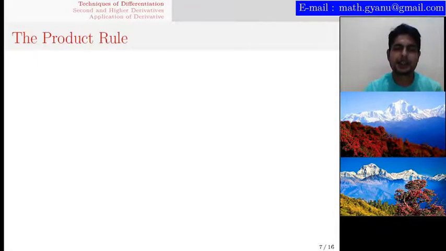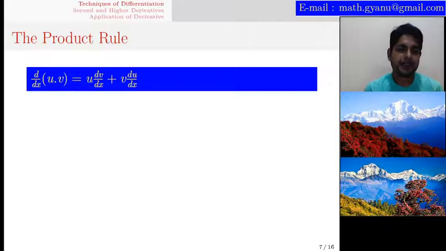Now start the product rule. Formula: d by dx of u times v equal to u dv by dx plus v du by dx. Here u and v are functions of the independent variable x. So u is the first function, v is the second function, then its derivative will be the first function times the derivative of the second function plus the second function times the derivative of the first function. So u dv by dx plus v du by dx.